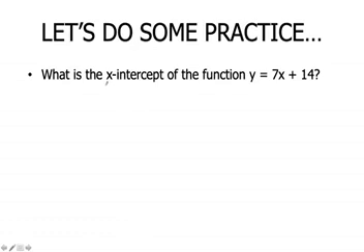Okay, we're looking for the x-intercept. That means the point where y is 0. So how do we find that? Well, we talked about this. We just plug 0 in for y. So I say 0 equals 7x plus 14.